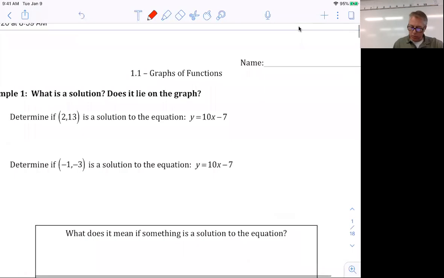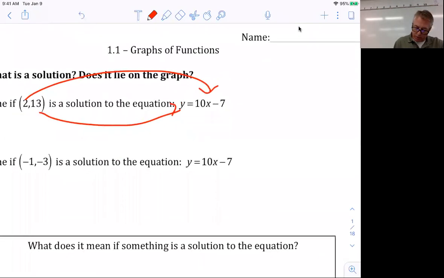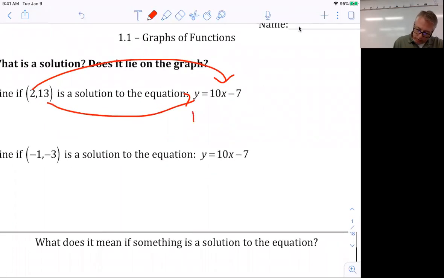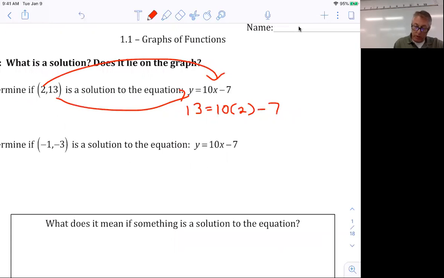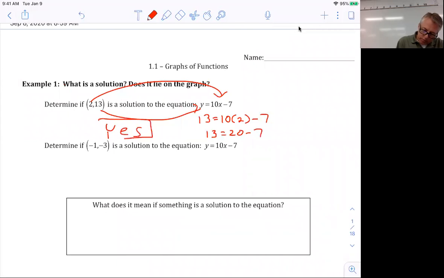So it says determine if (2, 13) is a solution. Well, all we do is take the 2, plug it in for x, the 13, plug it in for y, and see if that makes it a true statement. So here we go. 13 equals 10 times 2 minus 7. Okay, and that is true, right? Because 20 minus 7 is 13. So yes, that is a solution, because it made it a true statement.